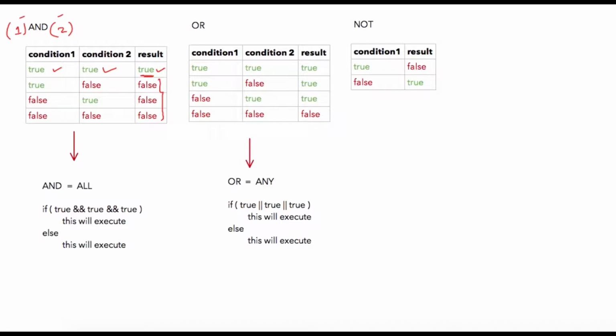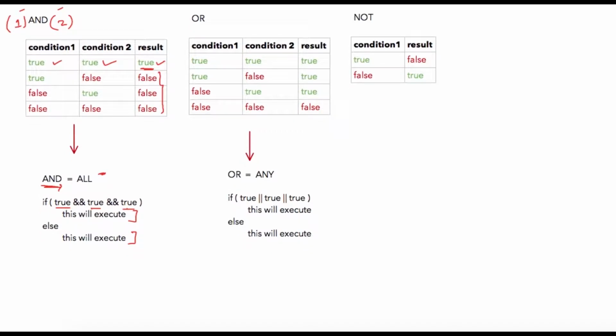So for even simpler understanding, when you apply the AND operator, just simply read it as all. So when all conditions are true, only then your final condition will be true. Suppose this is your first condition, this is the second condition, and this is the third condition. If all of these conditions are true, only then this if block will get executed. If any of the conditions is false, the else block will get executed.